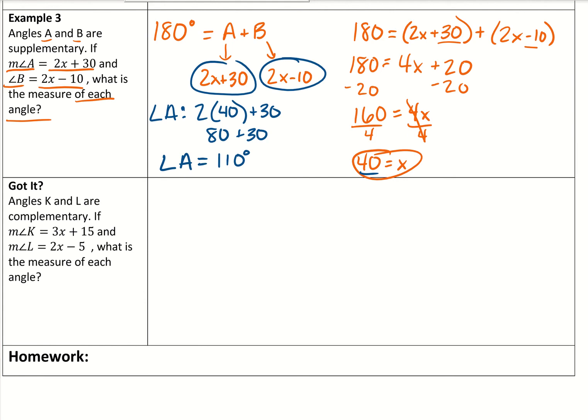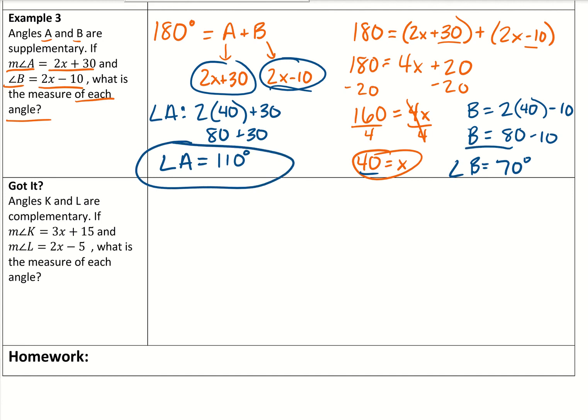And then for angle B, we have this equation. So B equals 2x minus 10, but again, instead of x, I'm going to put 40. Then we have B equals 80 minus 10, which equals 70. Now one thing we can do to check our solutions is make sure that they add up to 180, which we have up here, and they do. 110 plus 70 is 180. So we did this problem correctly. That's an example of how you do that.